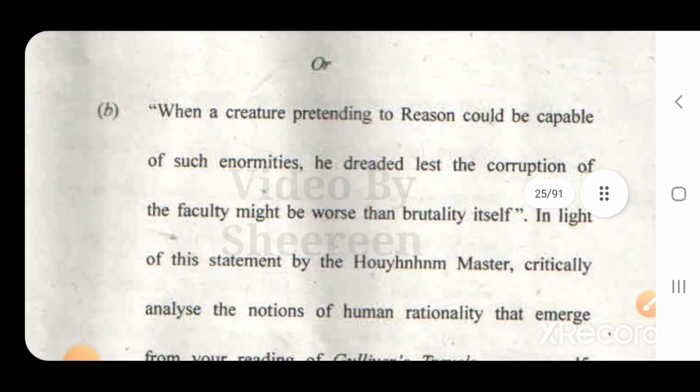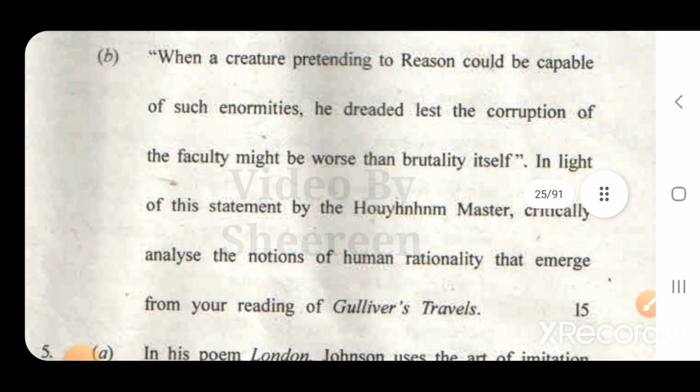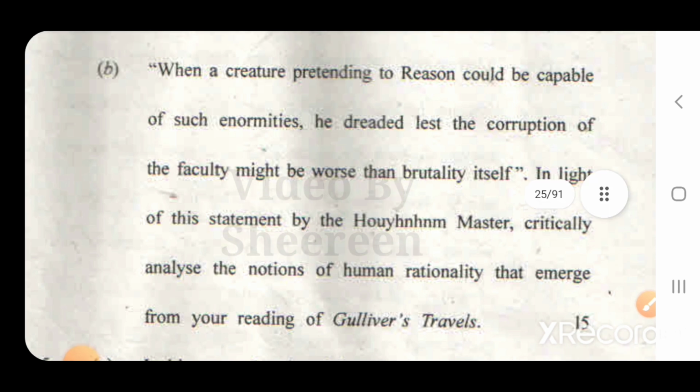Now the second choice in the same question is from the novel Gulliver's Travels. So I will read this statement. When a creature pretending to reason could be capable of such enormities, he dreaded lest the corruption of the faculty might be worse than brutality itself. In light of this statement by the Houyhnhnm master, critically analyze the notions of human rationality that emerge from your reading of Gulliver's Travels. So here the Houyhnhnm master is talking to Gulliver.